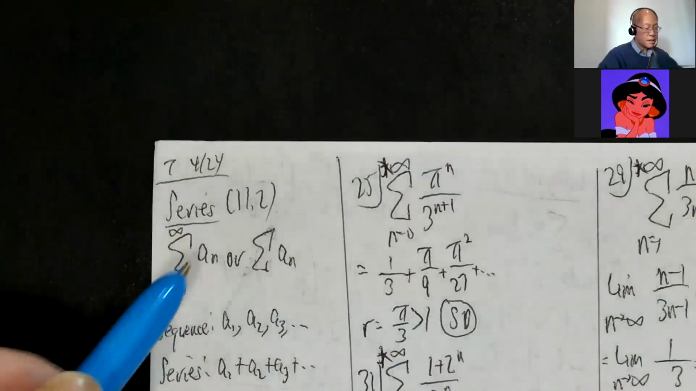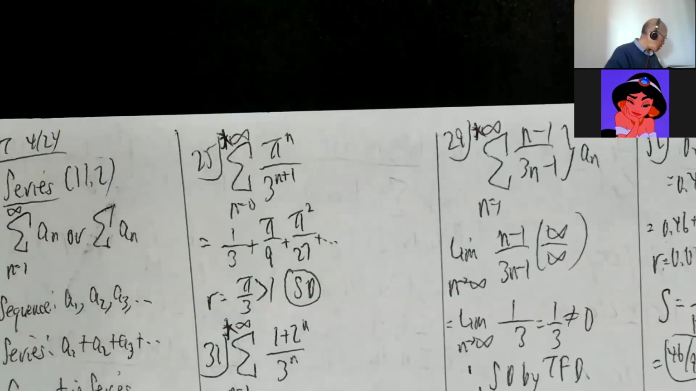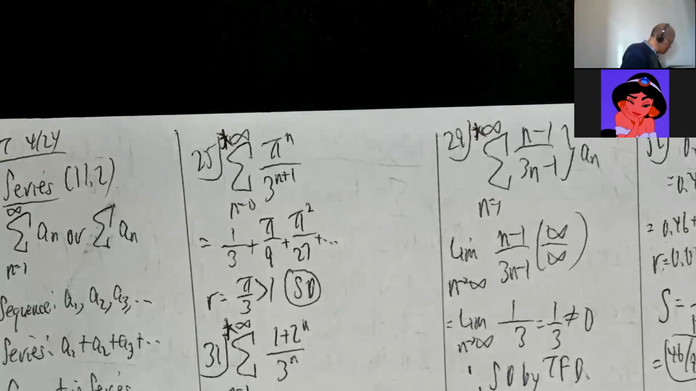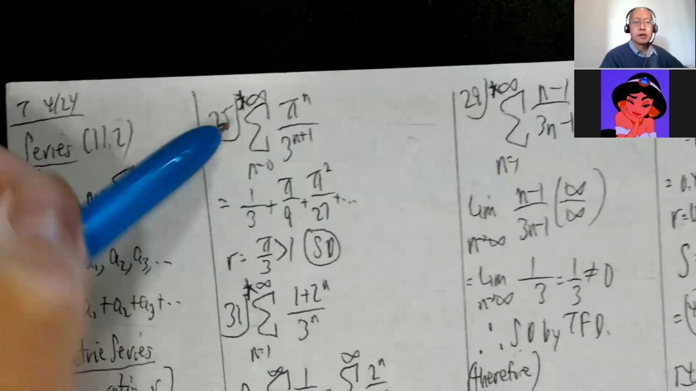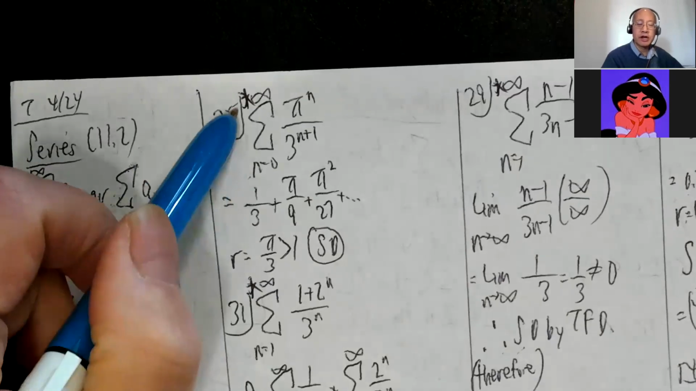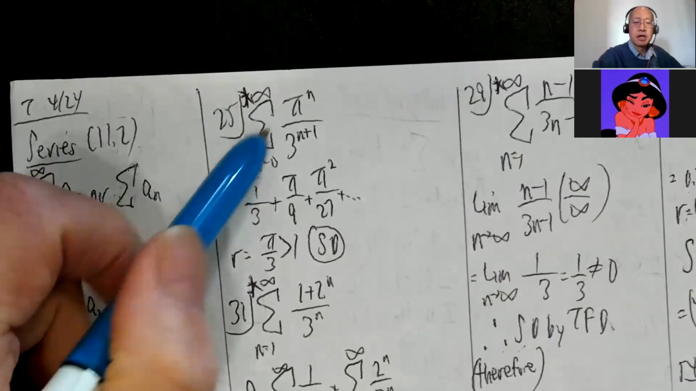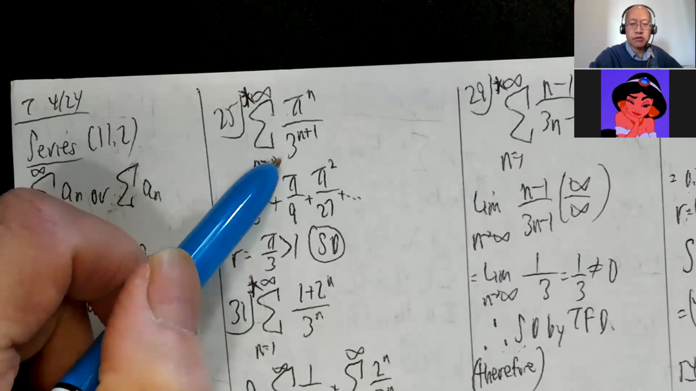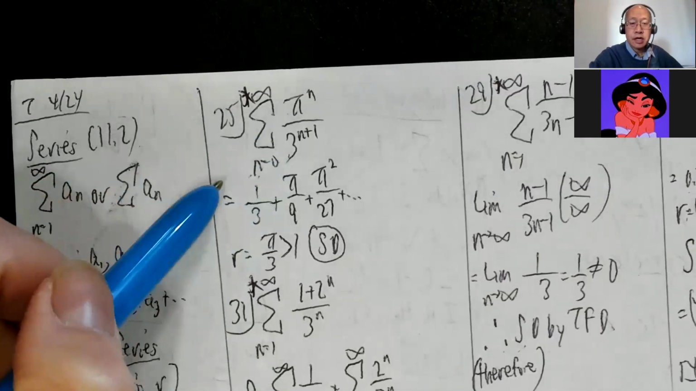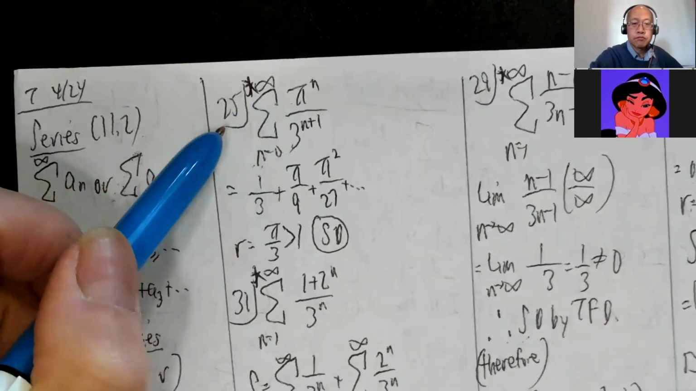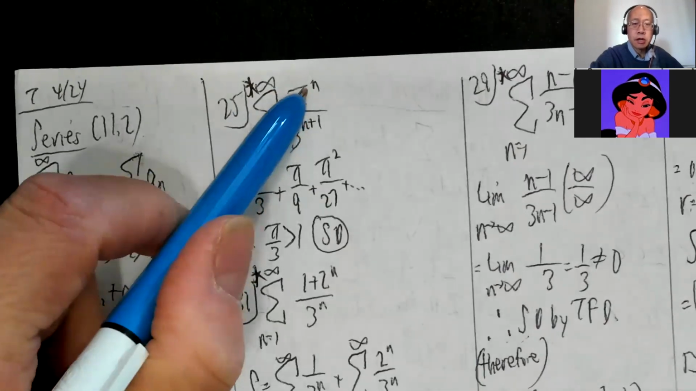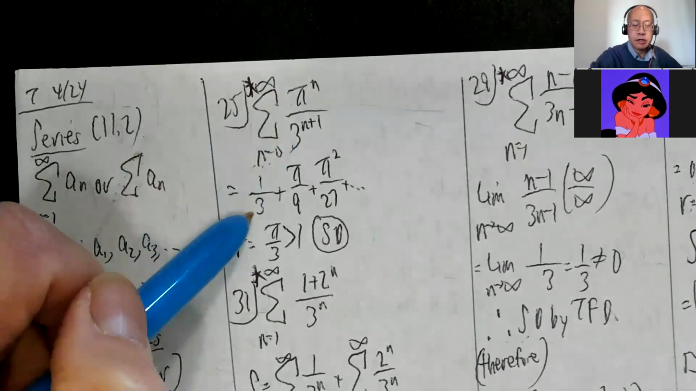Okay, another starred problem, 25 star. Yeah, well, conceptually, it's similar to the one we've got. Okay, summation n equals 0 to infinity. Notice they start at 0 this time. Pi to the n over 3 to the n plus 1. Okay, so I plug in 0. I have 1 over 3.